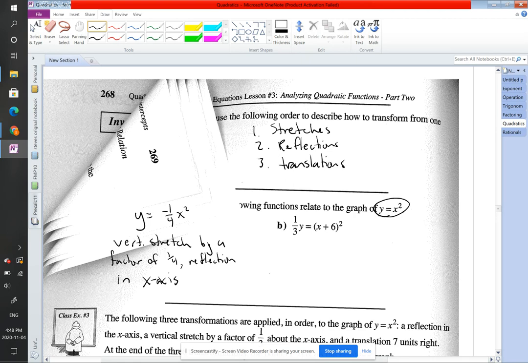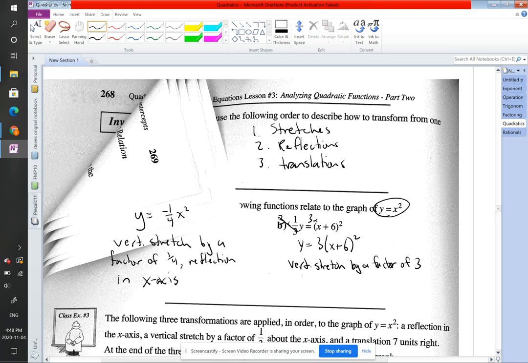Now we're going to do the same thing for the next one. We have 1/3 y is equal to x plus 6 squared. The first thing we want to do is deal with that 3, right? We want to get rid of that 3, so we're going to multiply 3 to both sides. 3 over 3 cancels, and I'm left with y is equal to 3(x plus 6) squared. So we have a vertical stretch by a factor of 3.